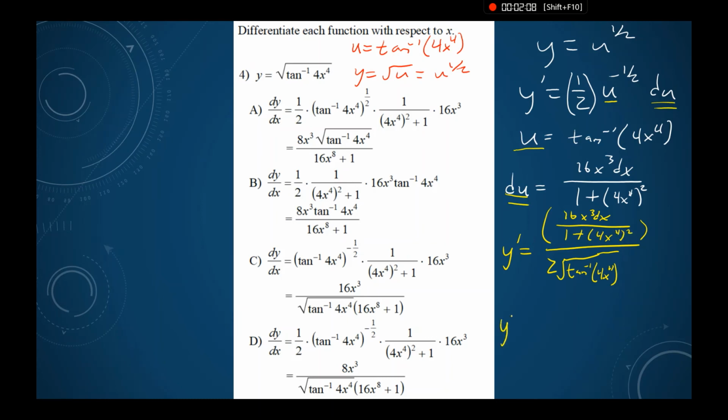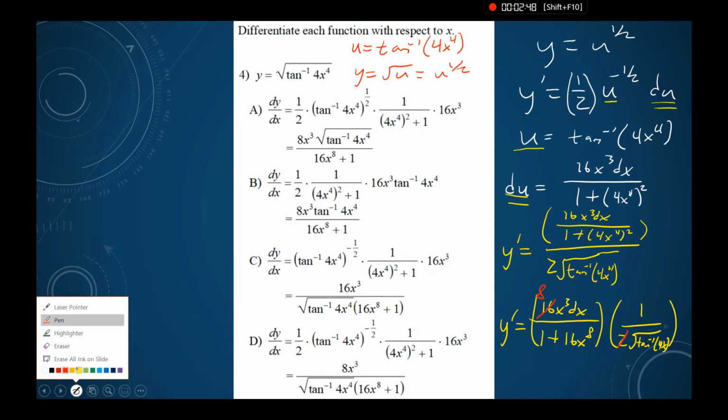Okay, if I'm dividing by a fraction, I can flip and multiply. So if I divide 16x cubed dx by 1 plus 16x to the 8th power, I divide that fraction by 2 root arctangent 4x to the fourth power over 1. I can flip that last fraction to become 1 over 2 root arctangent of 4x to the fourth. And then we'll just need to match. I do have a little bit of simplifying I can still do, where 16 goes into 2 8 times. But other than that, I think that's about all we can do.